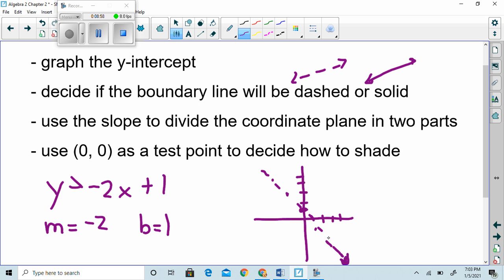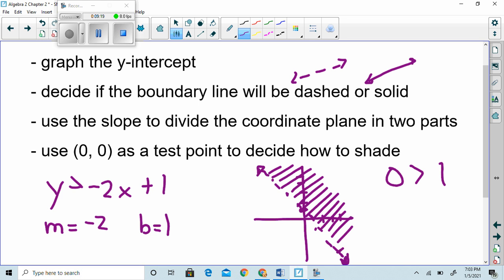Okay. And then from there we have to decide where to shade. Well, if I have 0 is greater than 1, that is a false statement. That means that the origin is not part of the solution. I will shade everything on the opposite side of the origin. And there you have your review.